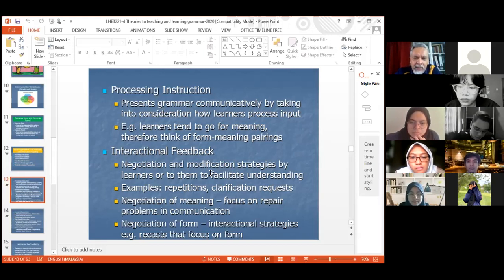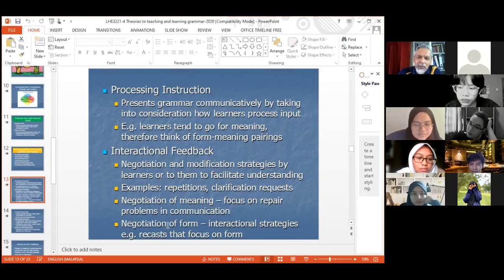Clarification request. If somebody says I go to school, then you can ask, what do you mean, or are you talking about something in the past? Then you can lead up to I went to school. Or you can recast it. Negotiation of form. I go to school, or you mean you went to school. Something like that. Of course this will take a little bit more time. That's why I'm saying the teacher may have to be patient.